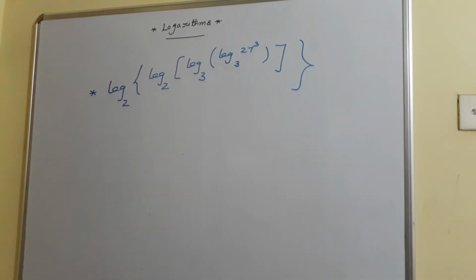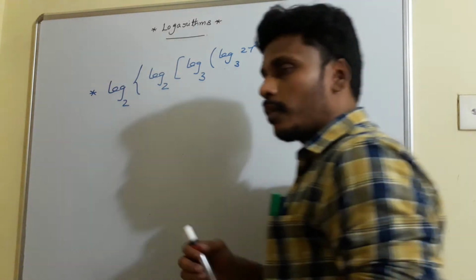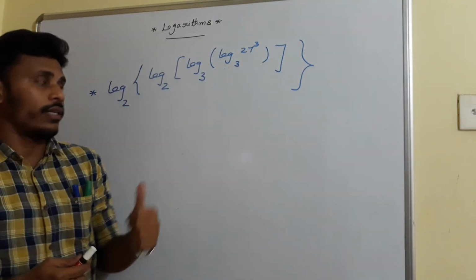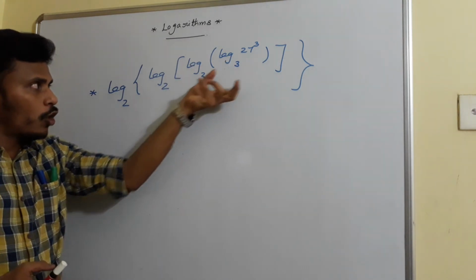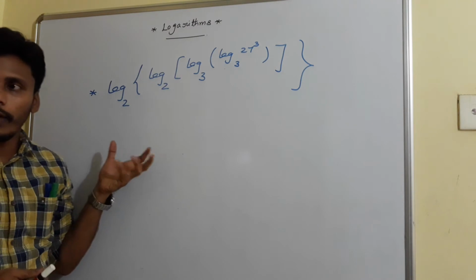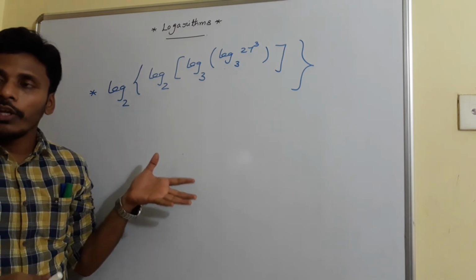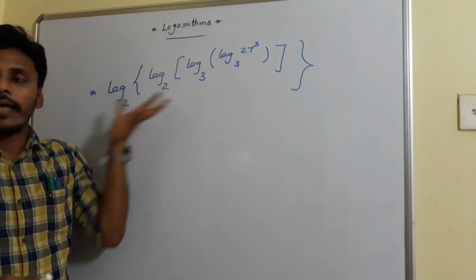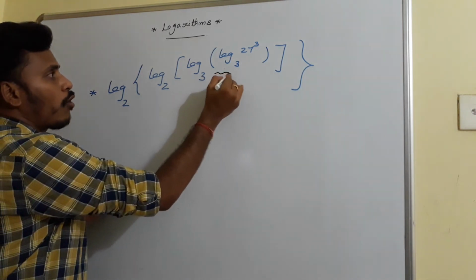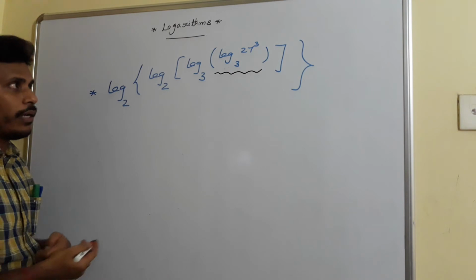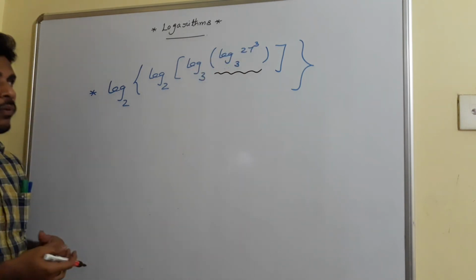Just think about the problem. 4 logarithms are involved with base 2s and base 3s, and that is logarithm of 27 cube base 3. You need to simplify one by one from the inner bracket to the outer one. Right? Always, if brackets are involved, you need to simplify from inside to the outside. So you just now simplify this logarithm of 27 power 3 base 3. Just you concentrate on that part itself.